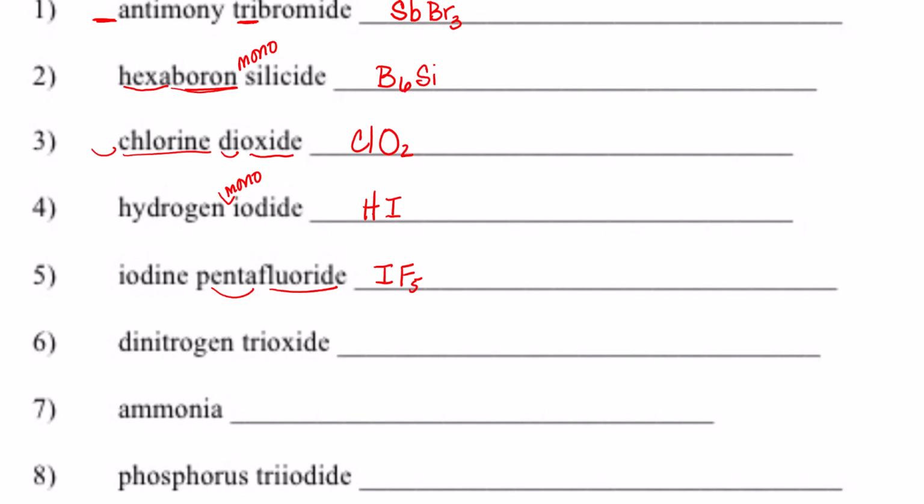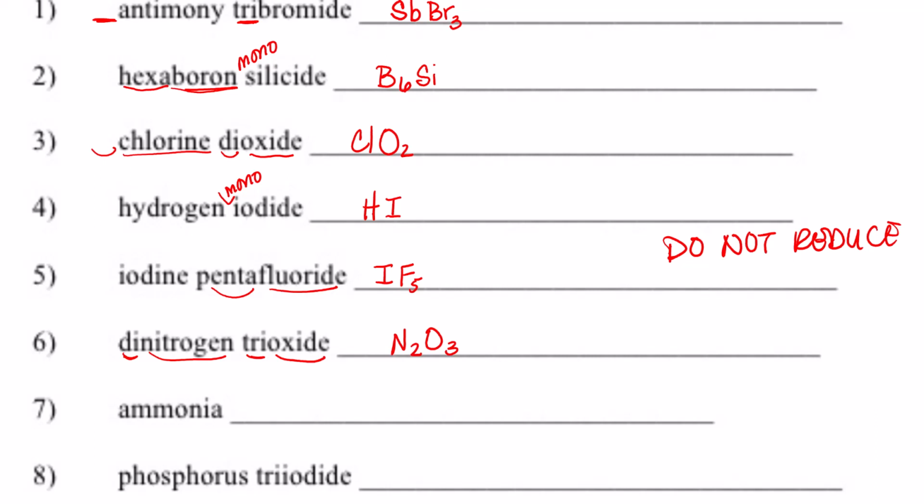Dinitrogen trioxide. Nitrogen is N. Di, the prefix means 2. Oxide is oxygen, O. Prefix is 3. So if you notice the pattern, the prefix becomes the subscript for that particular element. You do not look up charges. You do not crisscross. Do not reduce.